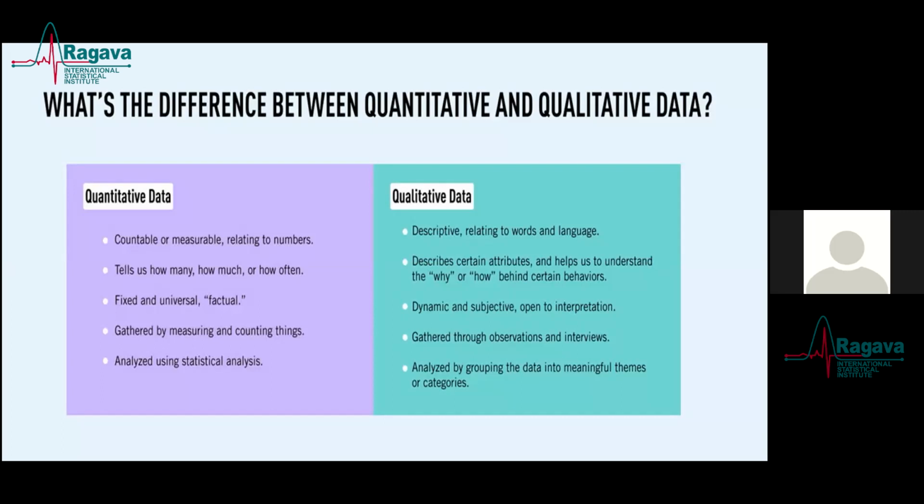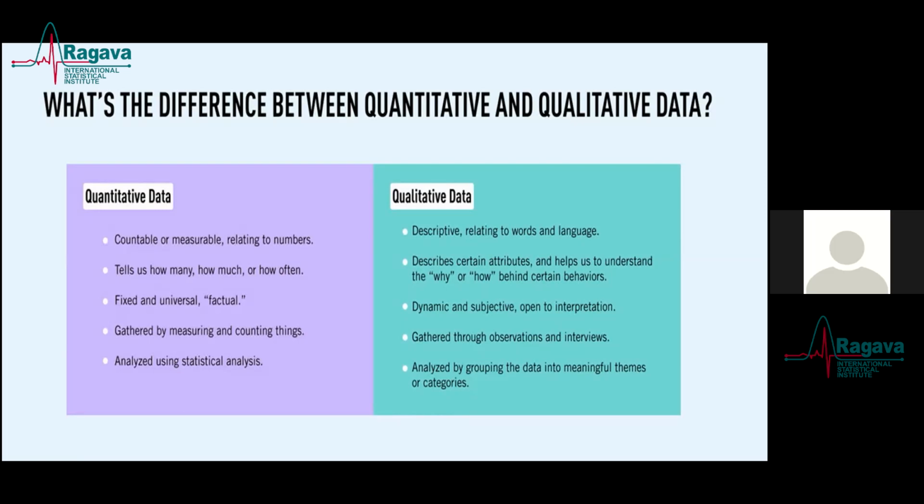Now we have discussed the types of data. We'll see in a nutshell the difference between quantitative and qualitative data. So it's just the recap of the previous content. Quantitative data is numerical data. It's countable or measurable, whereas qualitative data is categorical data, more descriptive in nature. It's relating to words and language.